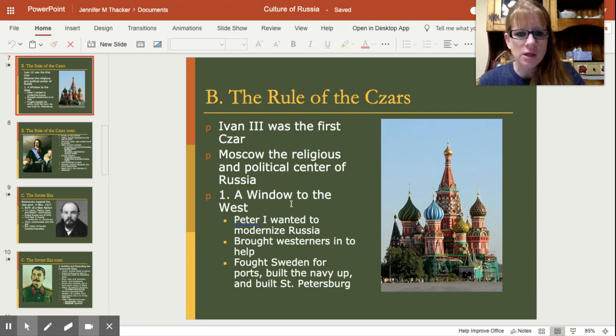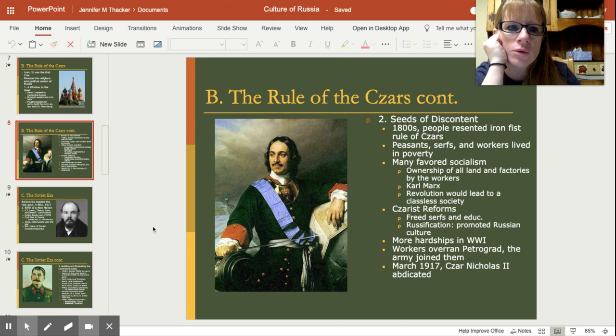But let's talk about Moscow, which is now the capital of Russia, and it's their most populated area. It's a religious and political center, and it's very close to Europe. So you could almost call it like a gateway into Russia. They call it a window to the West, right? Same concept. It's a window to the West and all of Europe.